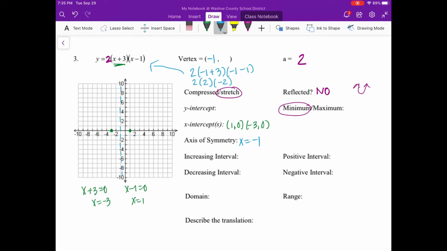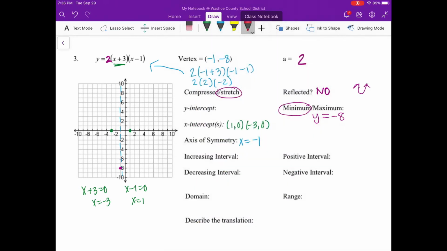And that's going to give me -8. Okay, so that means that we are down here for our y value of the vertex, which is also going to be my minimum value of -8.